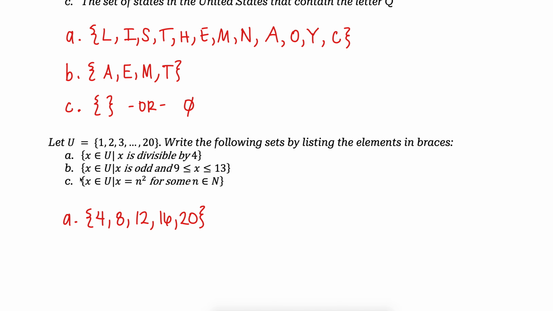Part B, we're looking at all the numbers from the universe such that the number is odd and it is between and including 9 and 13. So we want our odd numbers from 9 through 13. This is a very small set here. We're just looking at 9 through 13. The odd numbers are 9, 11, and 13.